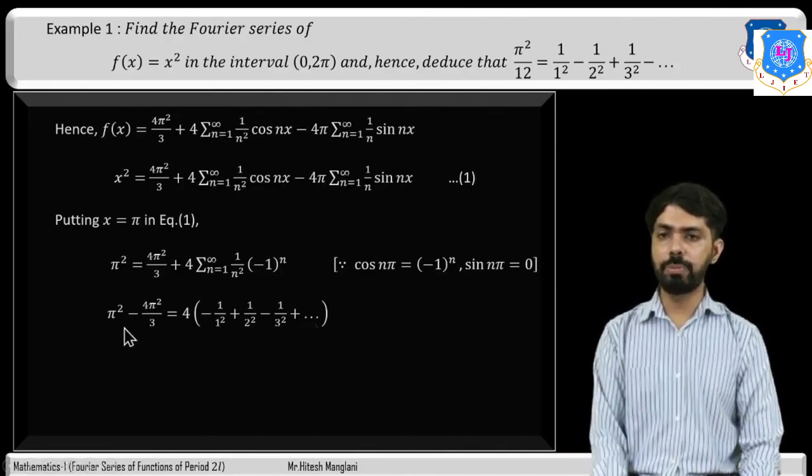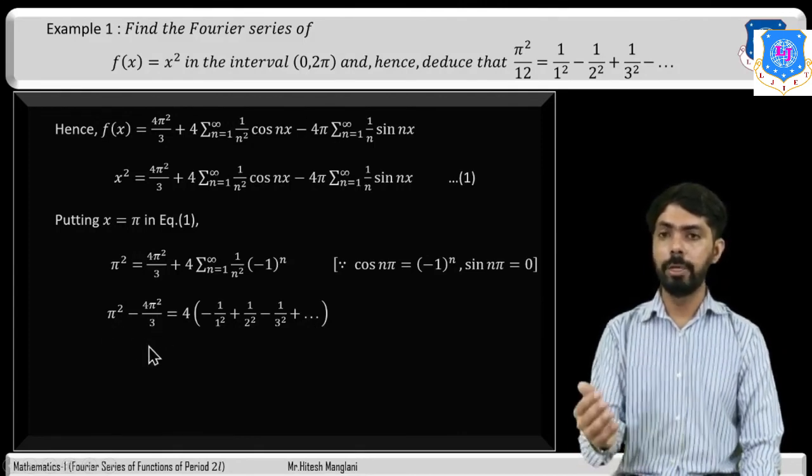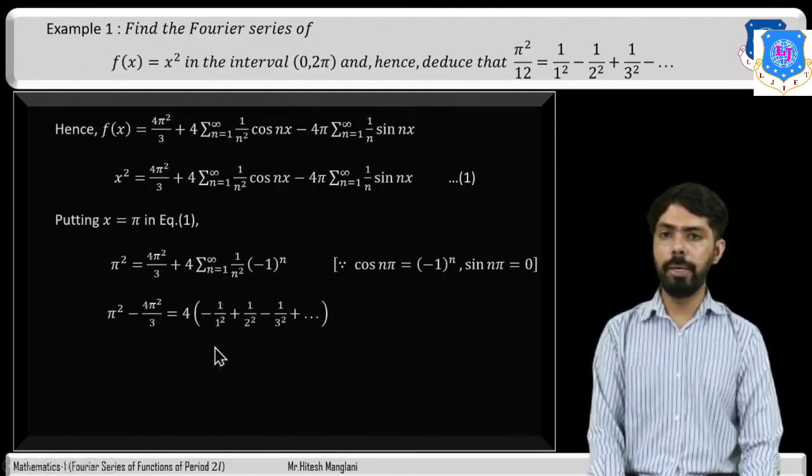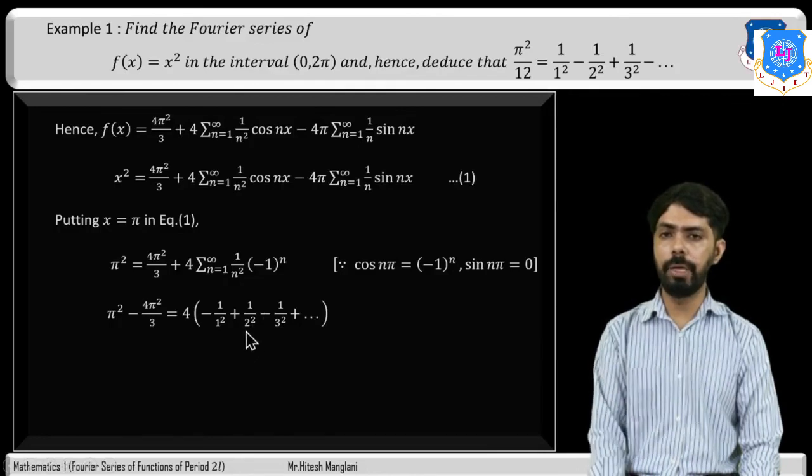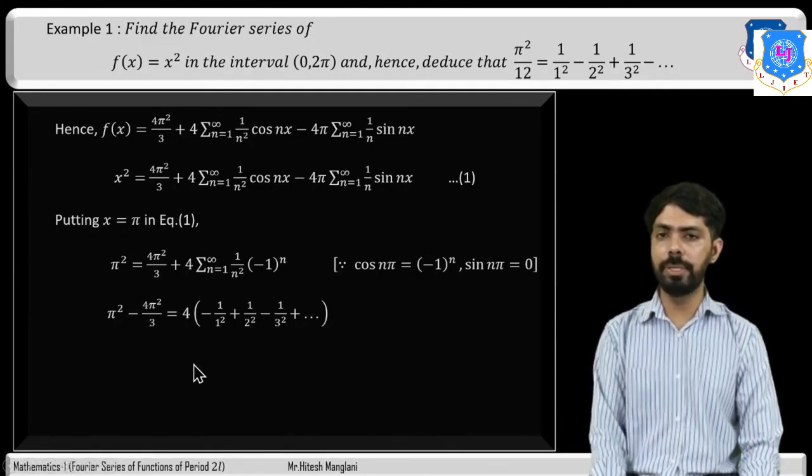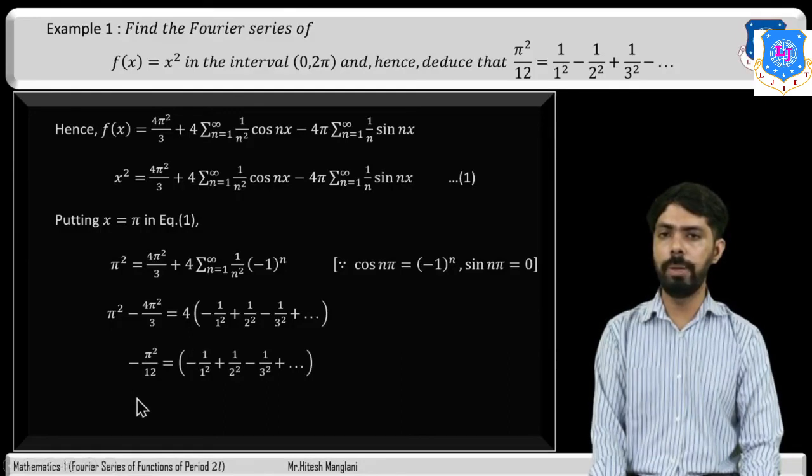So if we simplify this by taking LCM, then it will be 3 pi square minus 4 pi square whole divided by 3. So it will be minus pi square by 3 is equal to 4 in bracket minus 1 divided by 1 square plus 1 divided by 2 square minus 1 divided by 3 square plus so on. So if we simplify this result, then it will be minus pi square divided by 12, because 3 into 4 will be 12, is equal to minus 1 by 1 square plus 1 by 2 square minus 1 by 3 square plus so on. Now taking minus common from both sides, minus minus will be cancelled out.